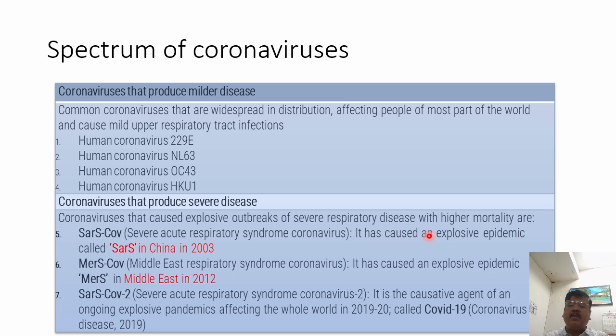SARS-CoV-1 caused an explosive epidemic called SARS in China in 2003. Then MERS, Middle East Respiratory Syndrome coronavirus, again caused an explosive epidemic in the Middle East in 2012. Presently, COVID-19 is caused by SARS-CoV-2, severe acute respiratory syndrome coronavirus 2, the causative agent of the ongoing explosive pandemic affecting the whole world, also called coronavirus disease 2019. So you can see it has been evolving since 2003: SARS, then MERS, and then SARS-CoV-2, that is COVID-19.